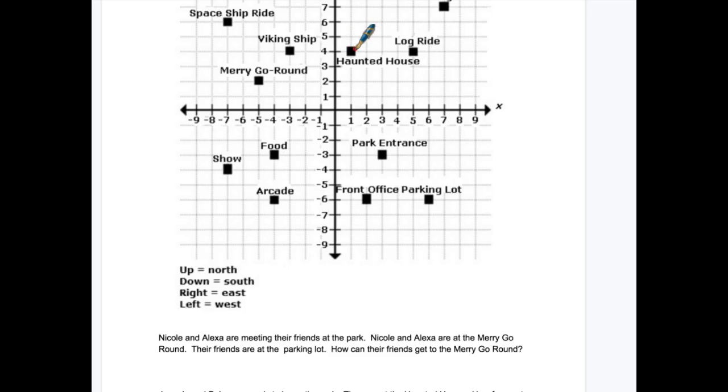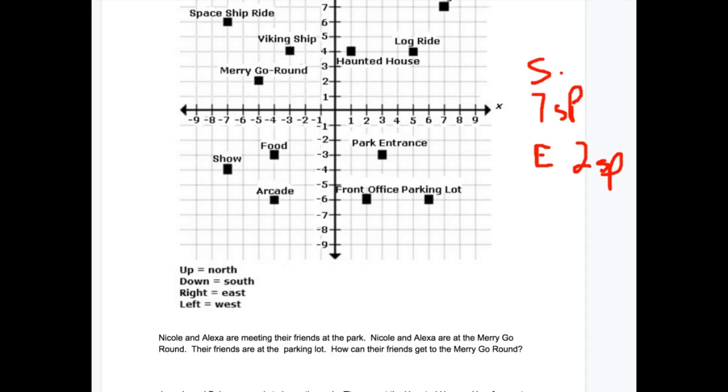So to get to the park entrance, they would have to go down 4. And then I would need to go down 3 more. So I would need to go south 7 spaces. And then I would go east 2 spaces. So I'm going to go south 7 spaces. And I'm going to go east 2 spaces. Okay. They could also go 2 spaces east and 7 spaces south, depending on if they're going this way or if they're going down and then across.